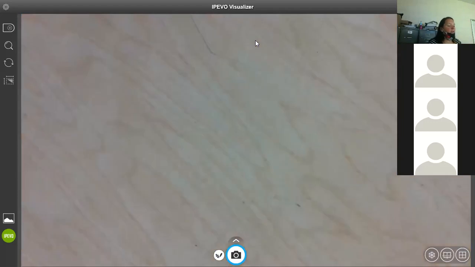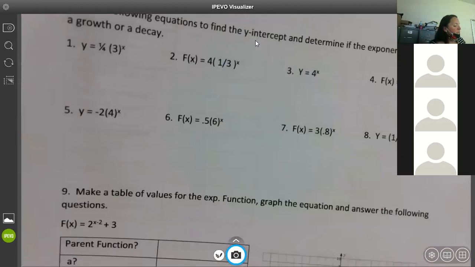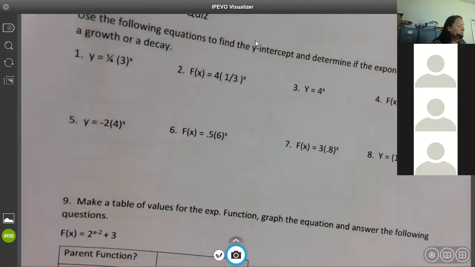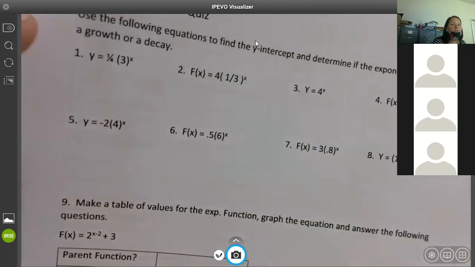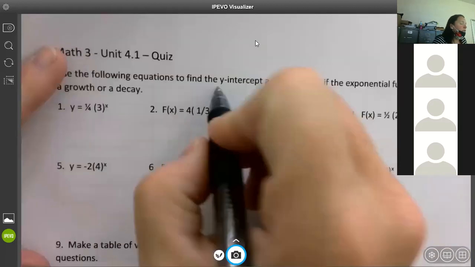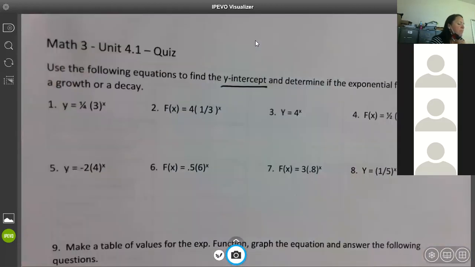All right, so we are at your quiz, but we're going to look at this quiz for a minute. This is not a multiple choice quiz. Everybody got it? Not a multiple choice quiz. So all you're doing on the first one, use the following equations to find the y-intercept. So make sure you find the y-intercept. You can graph them or you can find it from the equation and determine if the exponential function is growth or decay.